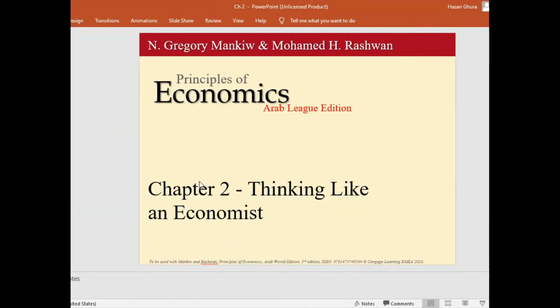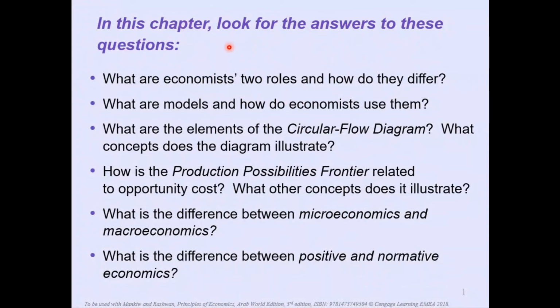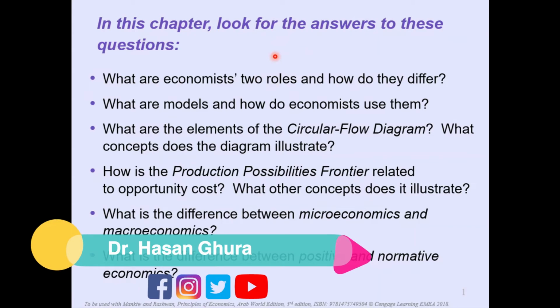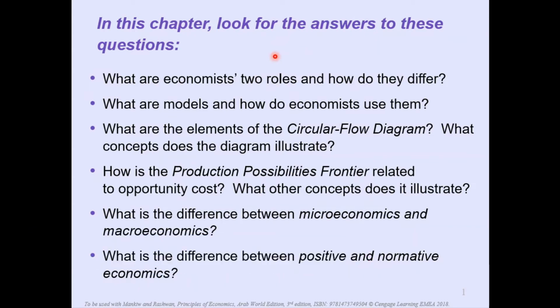Chapter 2 discusses thinking like an economist. The main objectives of this chapter: we have different objectives to achieve by discussing this chapter. First of all, we will understand the roles of economists. What is the role? We have two roles.